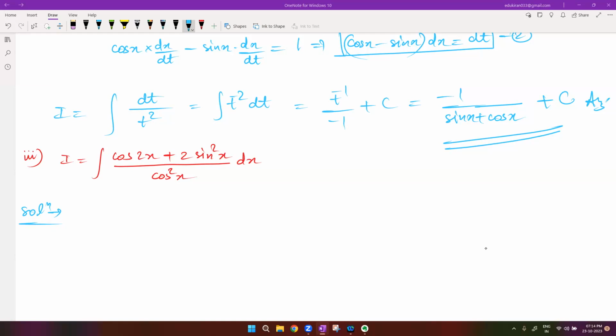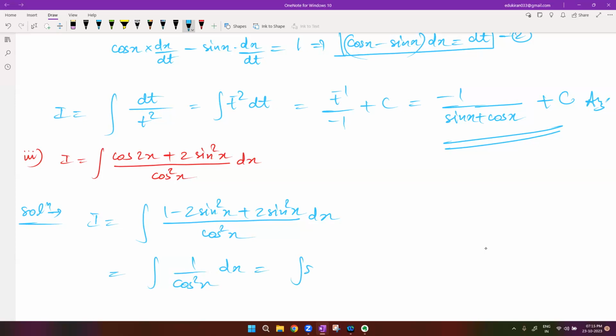You can say the same thing directly from here. This cos 2x will be 1 minus 2 sin square x. So you can open this cos 2x as 1 minus 2 sin square x plus 2 sin square x divided by cos square x dx. This 2 sin square x and 2 sin square x get cancelled out. This becomes 1. So this is nothing but 1 by cos square x, which is sec square x. And the integration of sec square x is tan x.